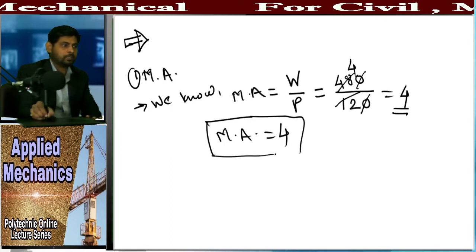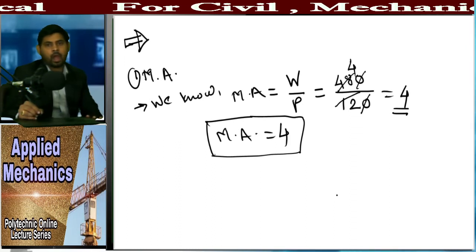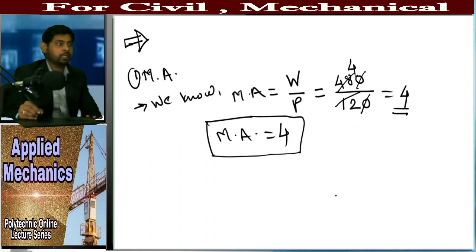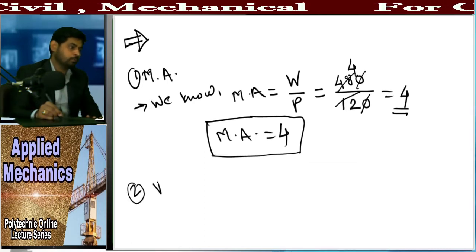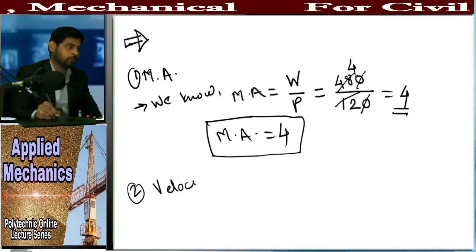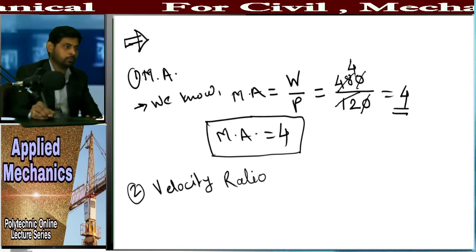After that, what we have to do? Now we have to find out the velocity ratio. Second thing we have to do is the velocity ratio.